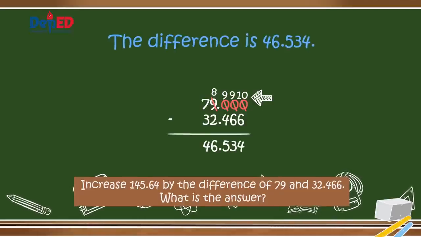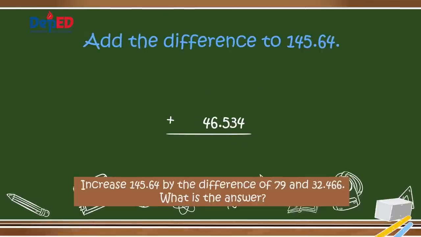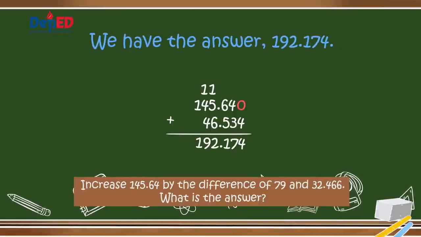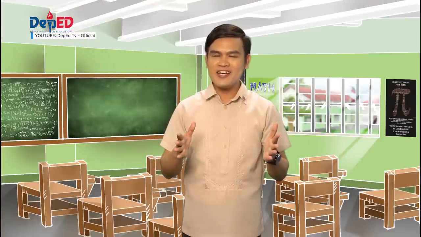The difference is 46 and 534 thousandths. Fourth, add the difference to 145 and 6,400 ten thousandths. Again, arrange the digits in columns and align the decimal points. We have the answer, 192 and 174 thousandths. Did you get the correct answer?